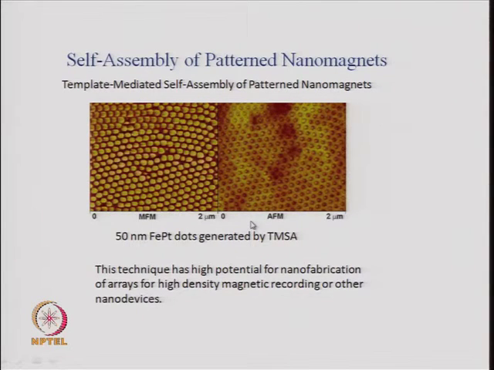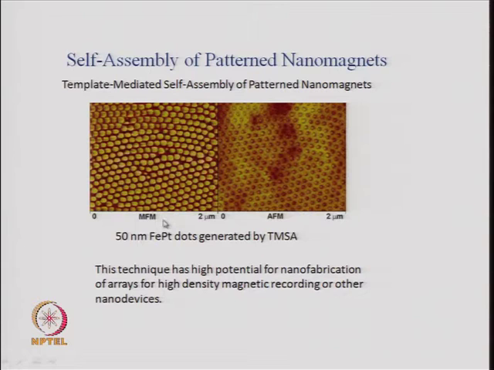Of course, you can do both atomic force microscopy and magnetic force microscopy on the same material using different probes, using the same piezo on which you can move the scanner. Now, on the left is MFM, which is magnetic force microscopy. On the right is the AFM, which is the atomic force microscopy.